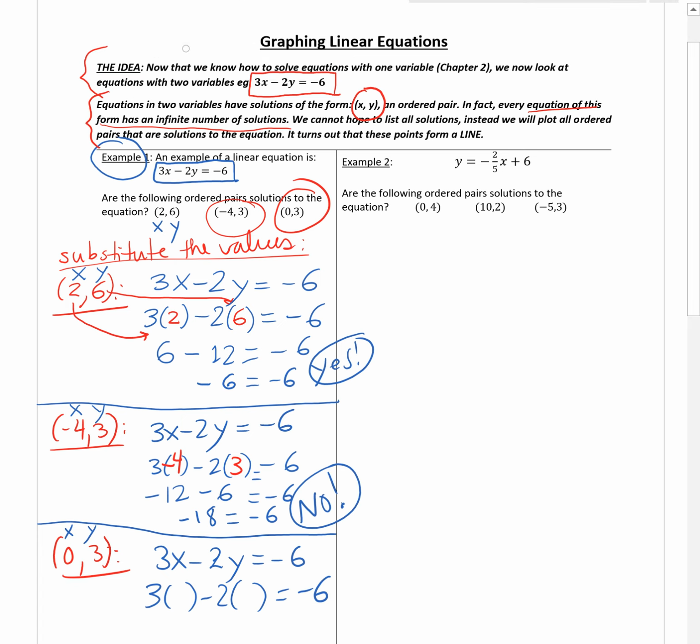Some of these, though, like this ordered pair is pretty simple, right? 0, 3. You might even be able to test it in your head. Let's see. So it looks like 3 times 0, that's 0. 2 times 3 is 6. 0 minus 6, that's negative 6. Oh, that's true. Okay. So it looks like the first and third points they gave us are solutions, but that middle one, negative 4, 3, was not a solution. And that's all they wanted in that one.